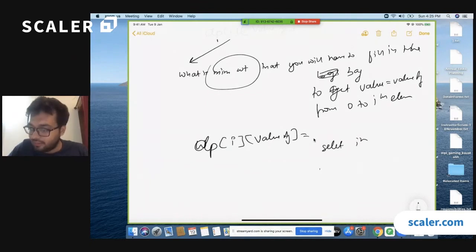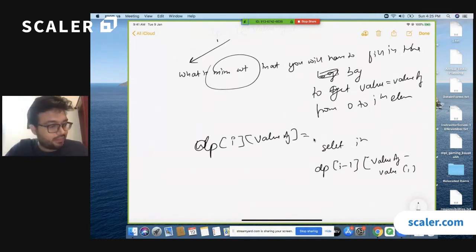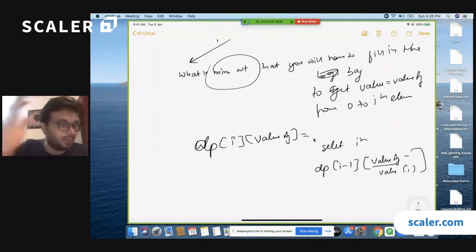If I select the ith element, my problem will boil down to dp of I minus 1, because I have taken a decision for the ith element. Now I have to take a decision for the I minus 1th element. The value aggregated that I have till this point in time would be value aggregated minus the value of the ith element. What does that mean? I am essentially trying to see whether this value I would be able to aggregate or not till the end. The moment this becomes 0, I will be able to aggregate. Folks, is it making some sense?